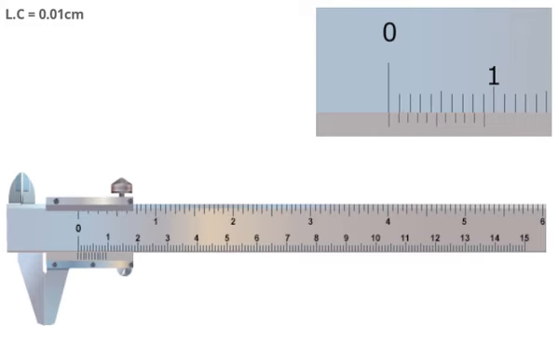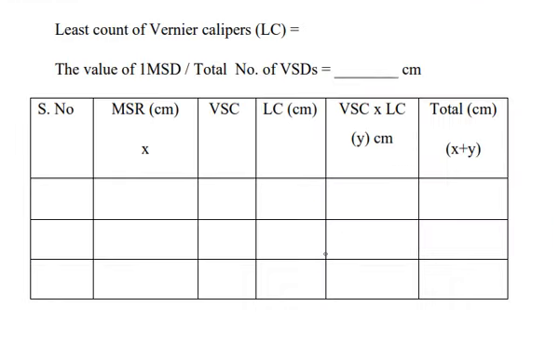Substituting in the formula, this is how we calculate the least count. Value of one main scale division is 0.1 centimeters, divided by the total number of vernier scale divisions, which is 10. So 0.01 centimeters is the least count of this instrument.